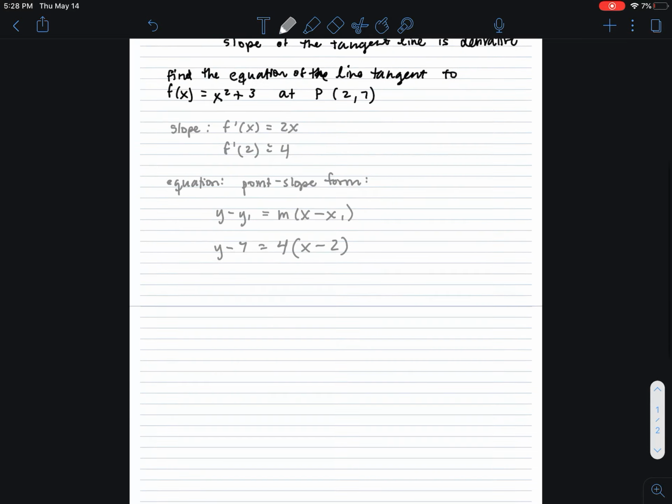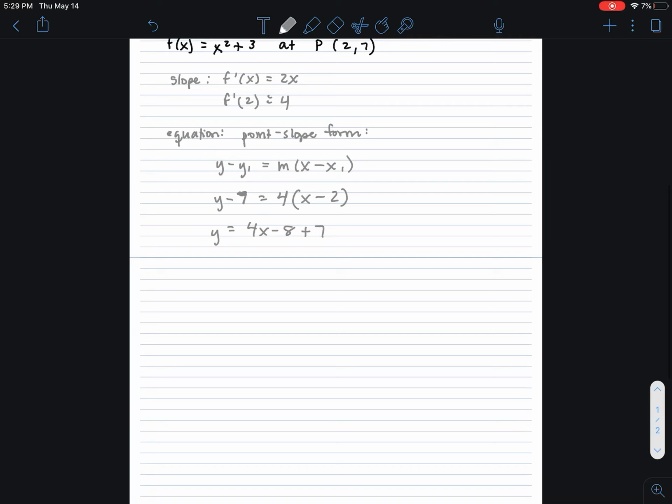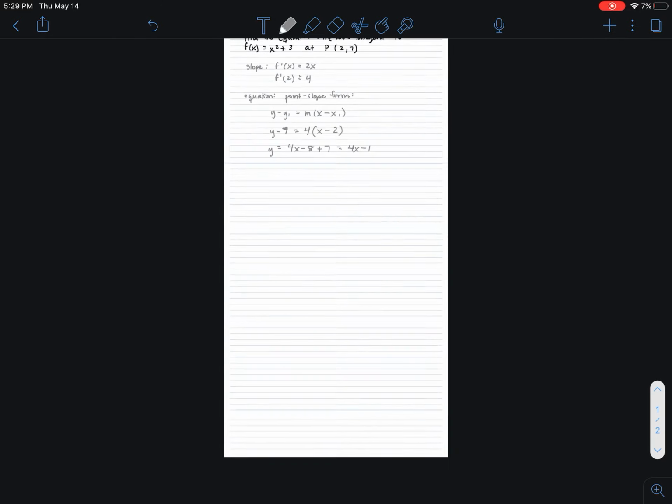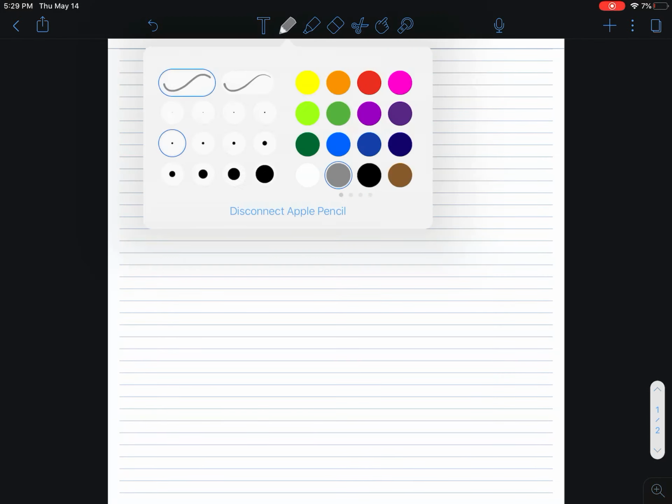And then we want to simplify it so that we're solving for just y, and we have y is equal to 4x minus 8 plus 7. That's just me moving this 7 over and factoring this out. And that is 4x minus 1. Okay, so that'd be the equation for your line. I just wanted you guys to remember that and to know that you don't have to use the definition of the derivative, because that would take too long.